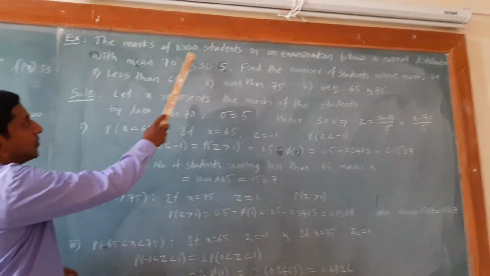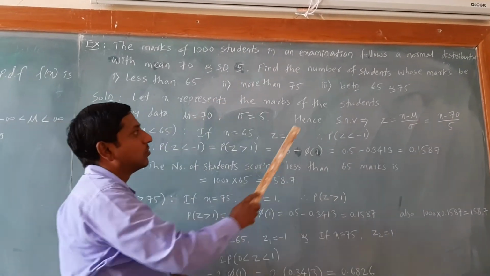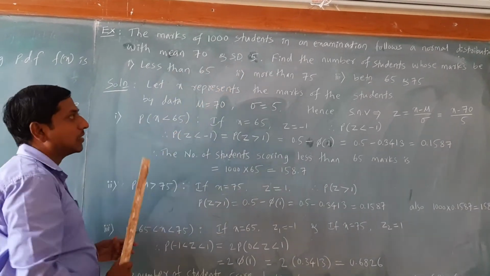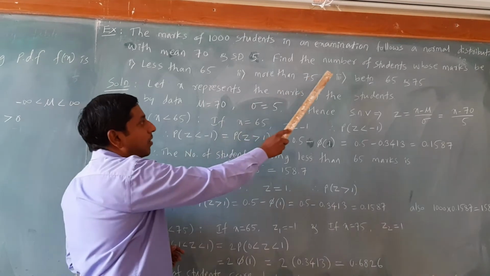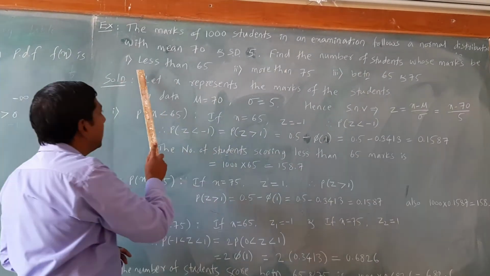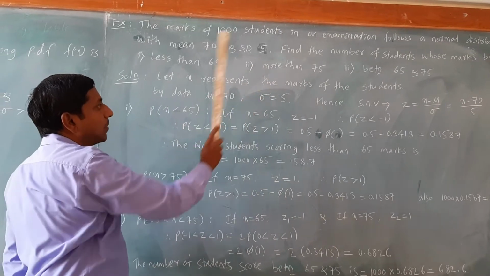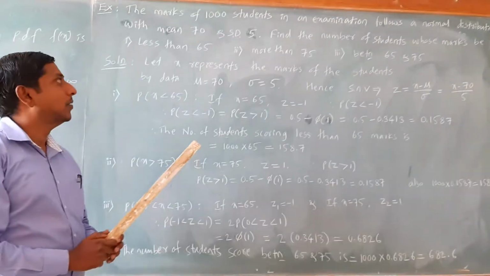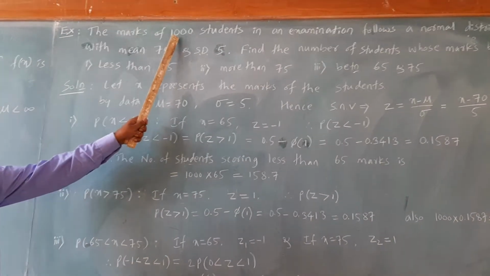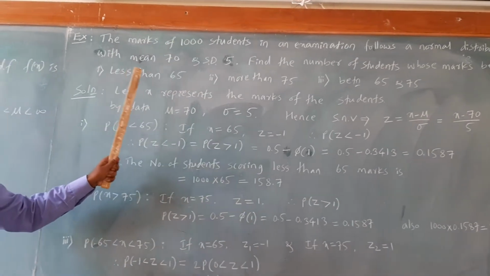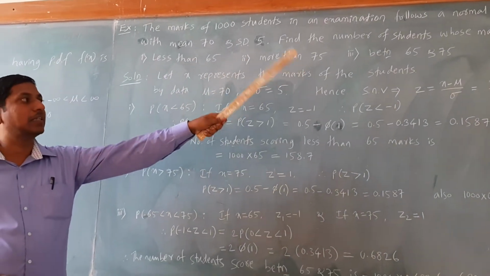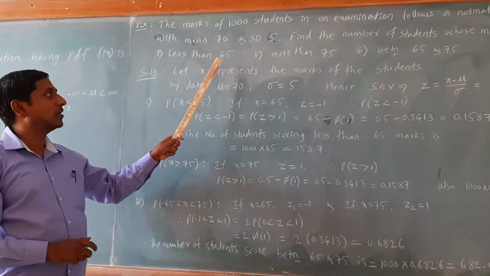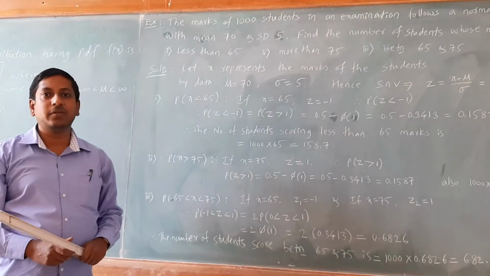The marks of 1000 students in an examination follow the normal distribution with mean 70 and standard deviation 5. Find the number of students whose marks are less than 65, more than 75, and in between 65 and 75. The total number of students is 1000. So these 1000 students obtain marks in the range 65 to 75, so we calculate the probability values of students obtaining marks 65, 75, etc.